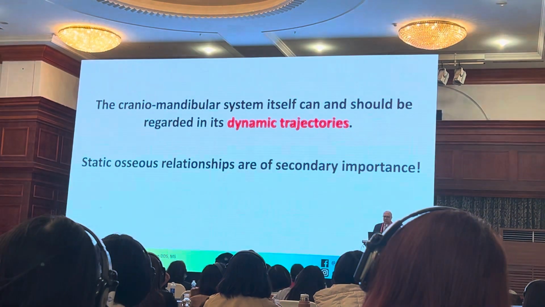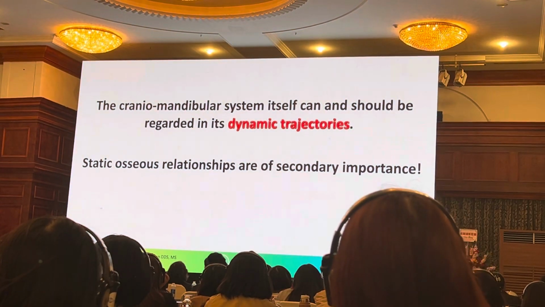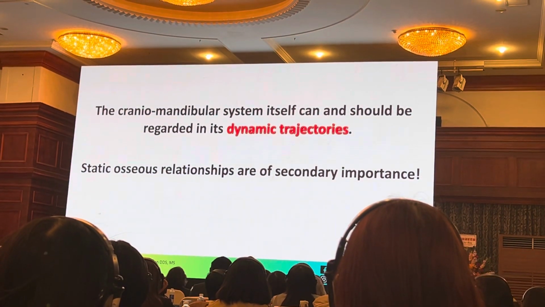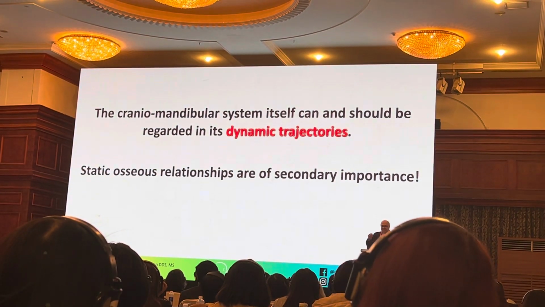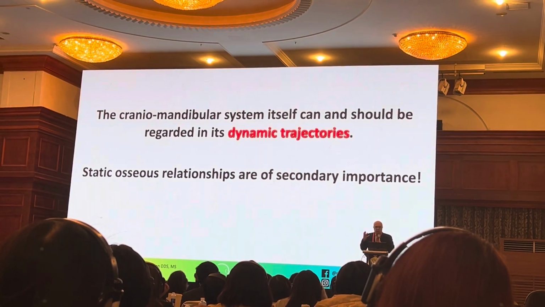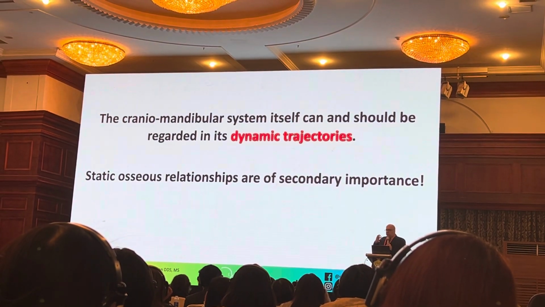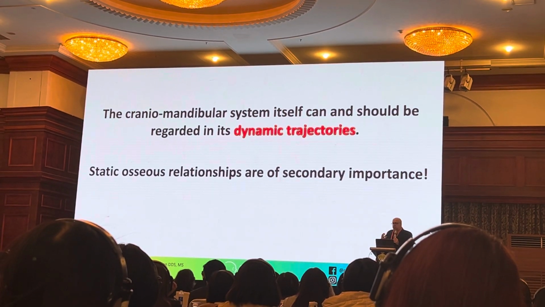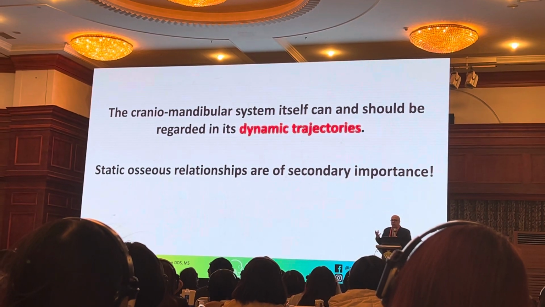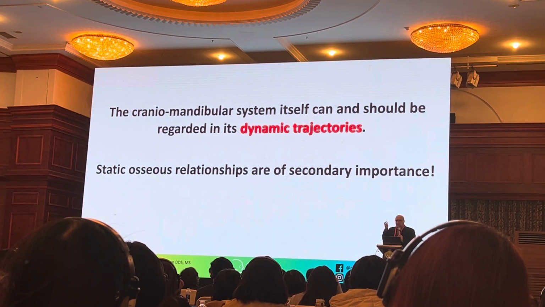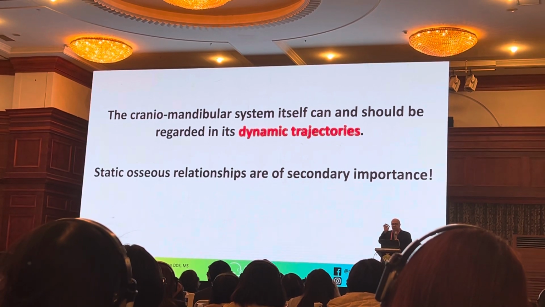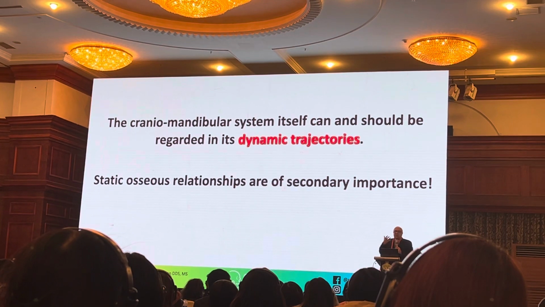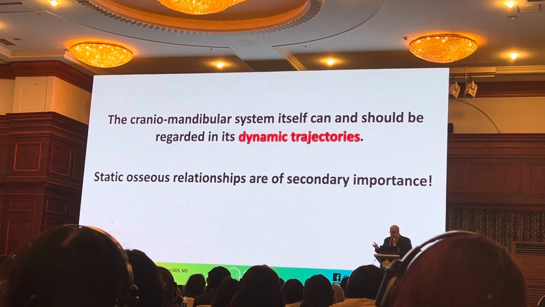Okay, I need to understand the dynamic trajectories of this eminence and the mandible on top of the eminence. So static relationships are completely secondary. I need to understand this relation in function. So if I take a CBCT or cone beam of the joint in the static position, it's very limited information. I would learn almost nothing from this information, because this is static. This is a picture of the patient at that particular moment.